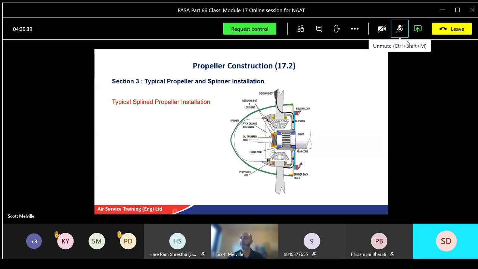Typical spline propeller installation. As you can see, there's the shaft, and then you can see the rear cone in the little blue segment there, and the front cone, again, just helps line up the slight misalignment on the splines, makes it a perfect position. In there you'll have the mechanism for changing the pitch. You'll have your leads for your de-icing systems, the brushes and so on, and oil transfer tubes, etc. And eventually all outside, to give it a nice aerodynamic covering, will be your spinner as well.